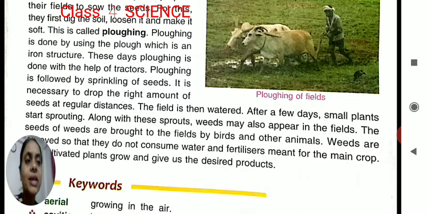Then after a few days, small plants start sprouting. Sprouting means coming out from the seeds. Along with these sprouts, weeds may also appear in the field. Now let me explain the word weeds. Children, weeds means unwanted plants.